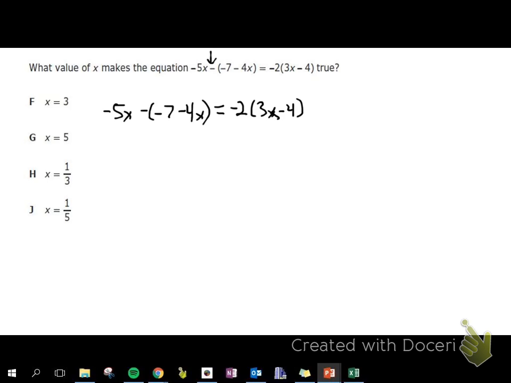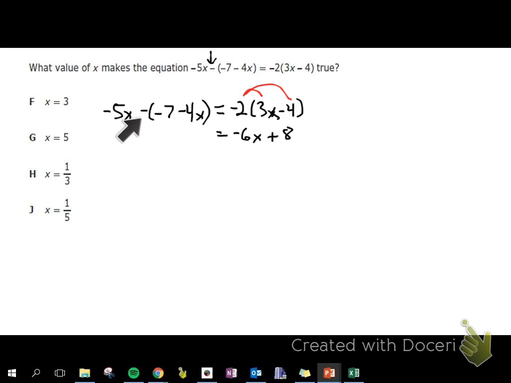So when I distribute, first thing I want to do is simplify by distributing. On the right side, that's a pretty easy distribution. I'm going to distribute that negative 2 into both terms. So negative 2 times 3x would give us a negative 6x. And negative 2 times negative 4 would give us a positive 8.